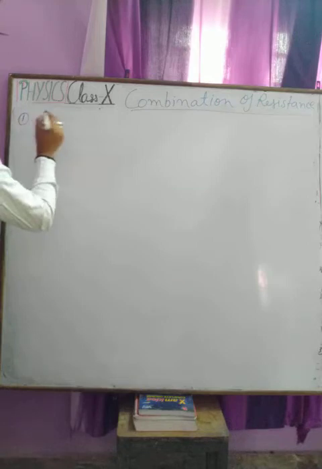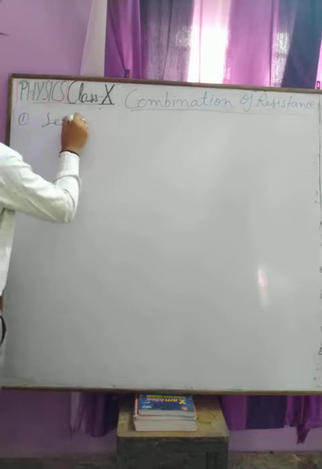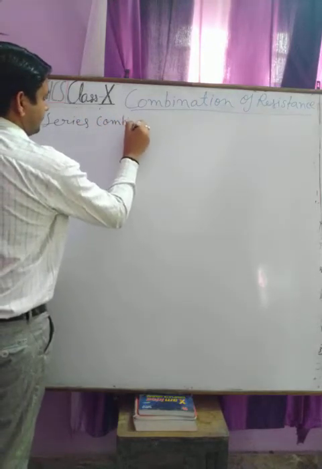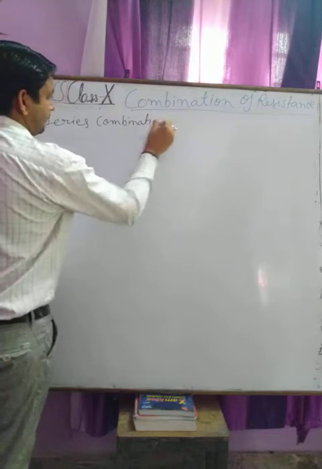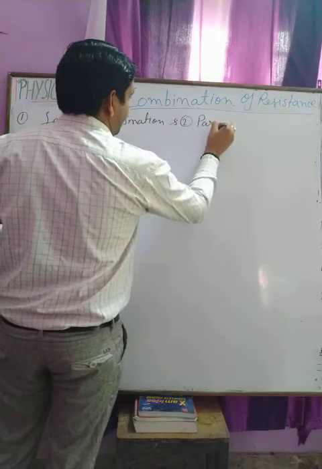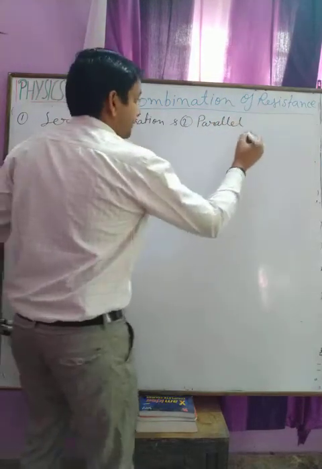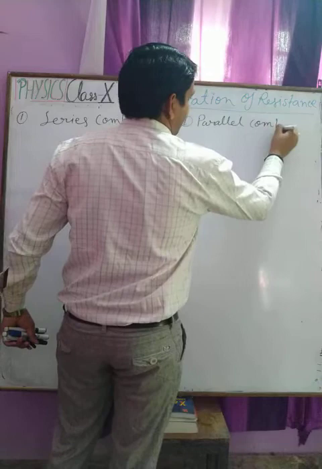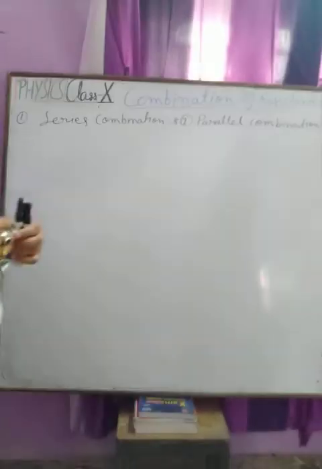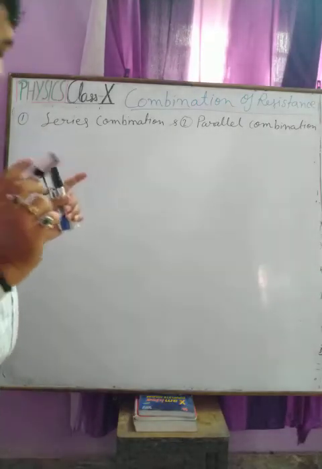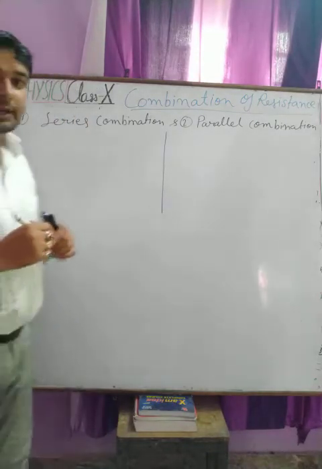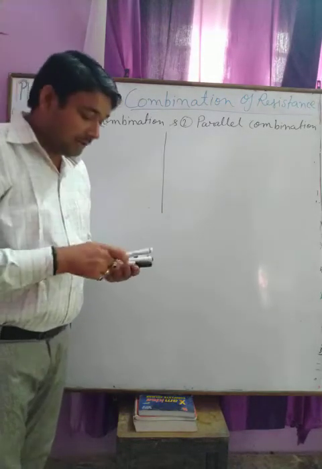One is series combination and the second one is parallel combination. Okay. Now first we will understand both kinds of combination: what is the difference and what rule we are using.